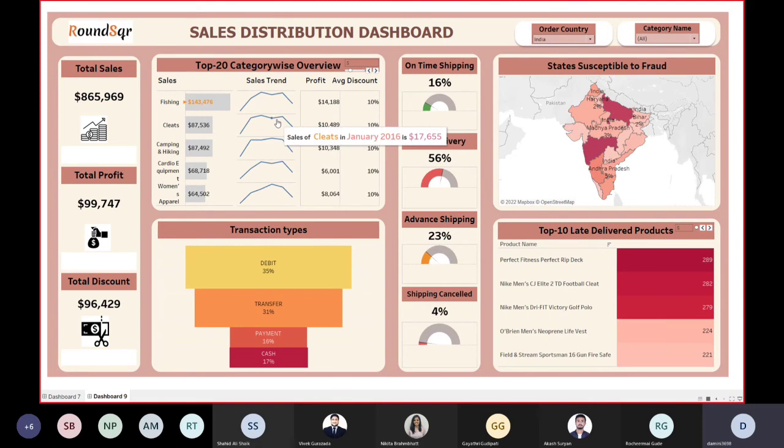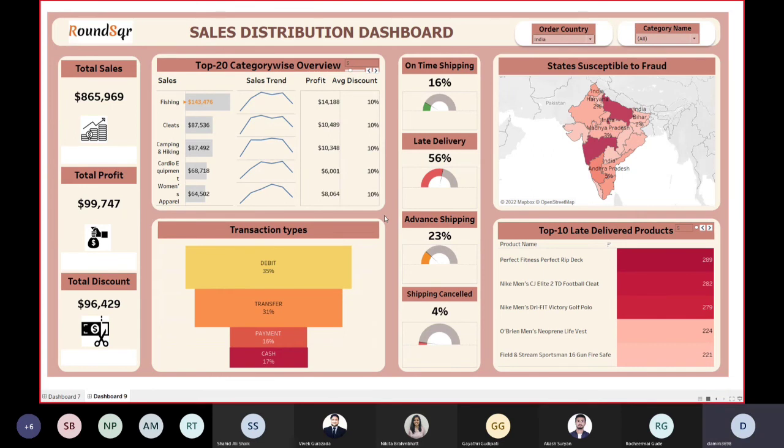So the sales trend is pretty consistent, and you have an average discount of 10% for each of these categories. Now the transaction types preferred. It seems that debit is preferred by 35% of the orders in India, followed by transfer 31%, and payment and cash seem to be on an equal spot.